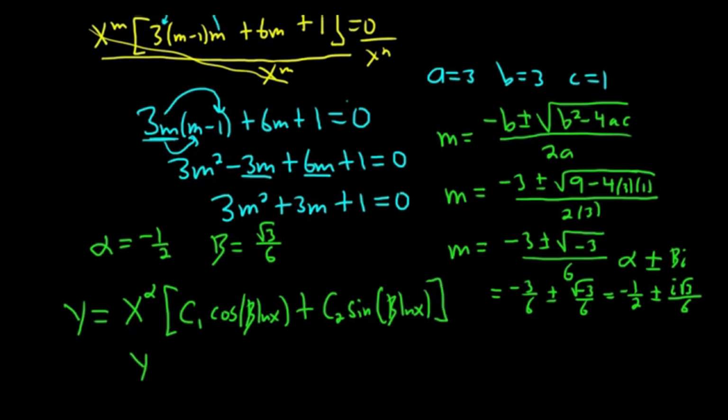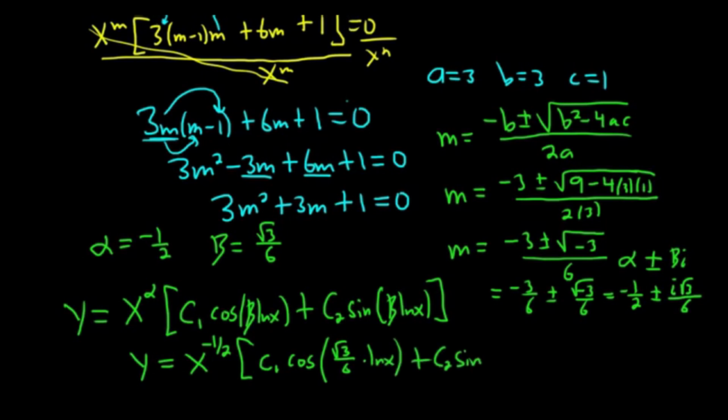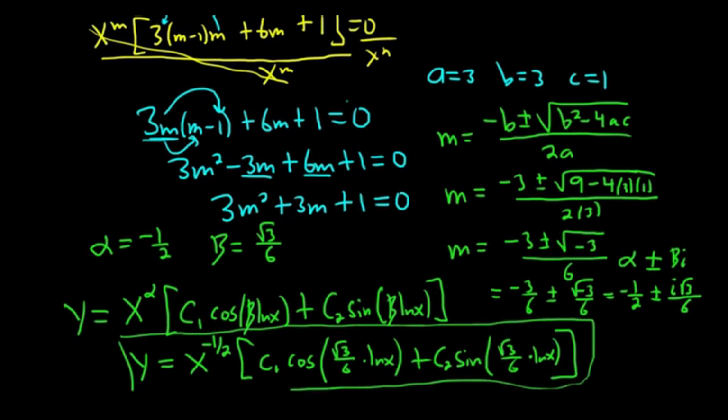Okay, so this will be y equals x to the negative 1/2, bracket c1 cosine, and then beta is the square root of 3 over 6. So we have that. And then c2 sine, and again, beta is the square root of 3 over 6. And we have the ln x. Pretty scary looking answer. All right, so just using the formula and carefully plugging in alpha and beta.